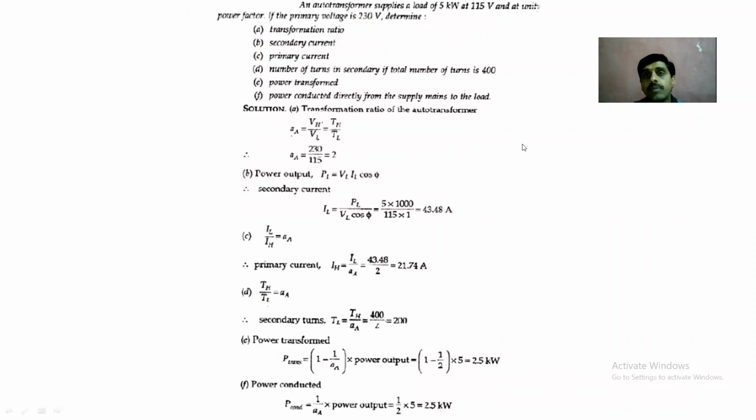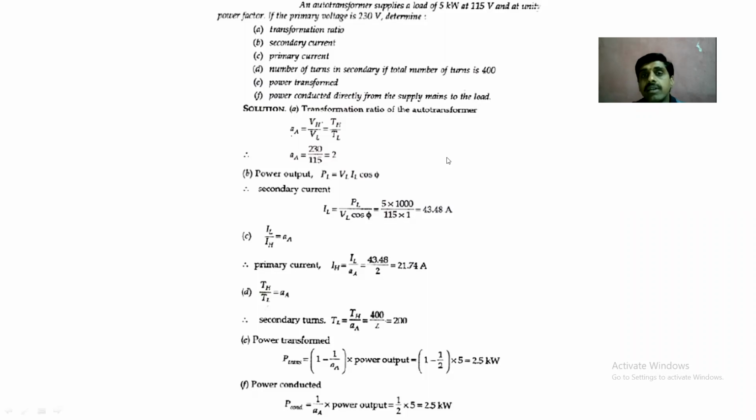So you see, this is the problem on the auto transformer. They have given some data, auto transformer data. They asked to calculate the primary voltage. They have given primary voltage as 230 volts. They are asking transformation ratio, secondary current, primary current, number of turns in the secondary, if the total number of turns is 400. Power transferred, power conducted directly from the supply mains to load. We have done this problem, inductively and conductively, what is the power transferred. So already you have seen these problems.